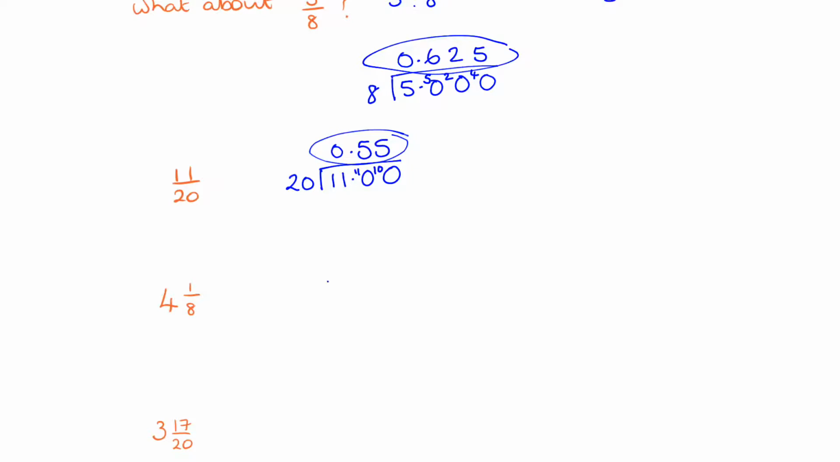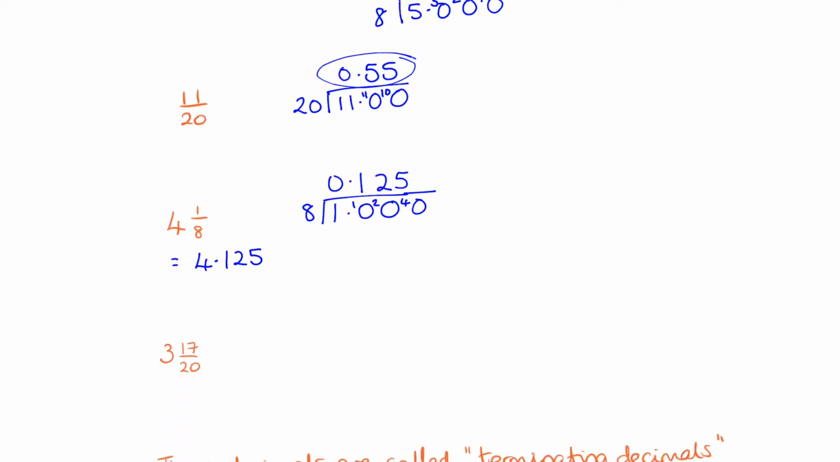Well, let's just deal with the eighth. So 8 into 1 doesn't go. Carry the 1. 8 into 10 goes once with 2 left over. 8 into 20 goes twice with 4 left over. And 8 into 40 goes 5 times exactly. So 4 and 1/8 is equal to 4.125. So we don't need to do anything with the 4 when we're doing our dividing.